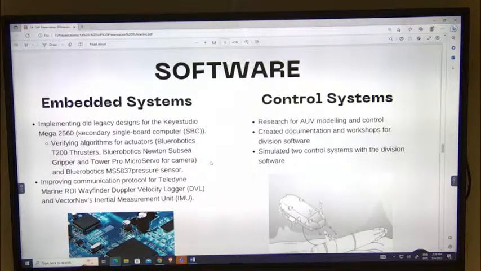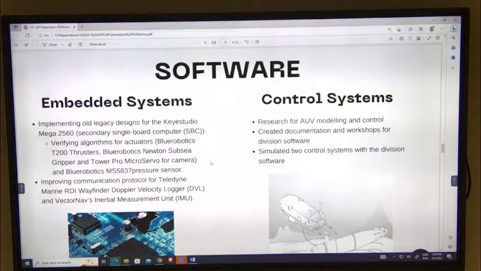All right, so also over here we have the embedded systems and control systems. These two divisions I'm just going to talk about interchangeably because currently they're working on similar tasks. But embedded systems is more specifically working on the DVL implementation, IMU, pressure sensor, servos of the cameras, and then right there we can see the different names: the T200 thrusters, the gripper, the Pro Micro Server for the camera, and the Blue Robotics MS5837 pressure sensor.